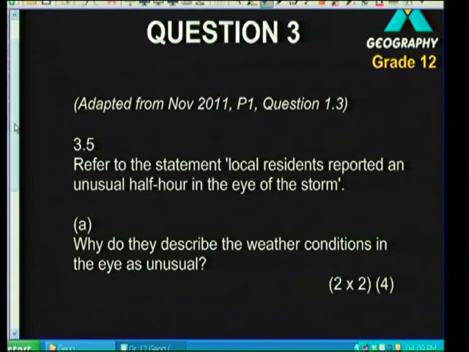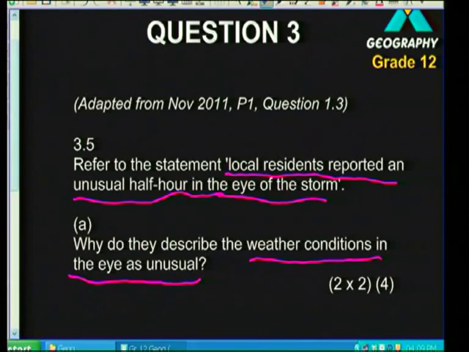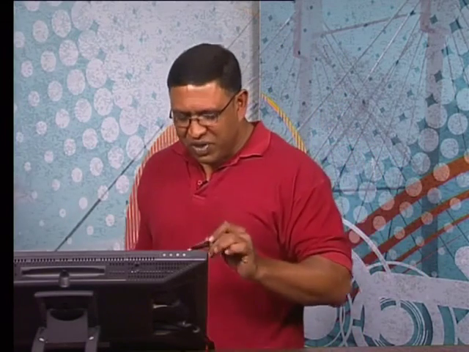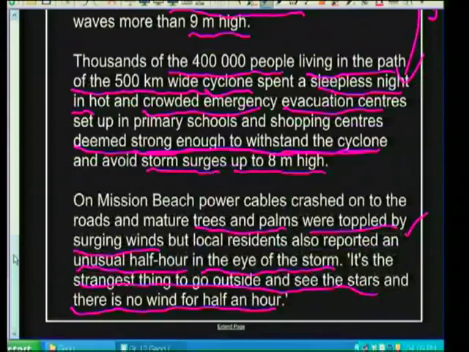Refer to the statement, local residents reported an unusual half hour in the eye of the storm. First question. Why do you describe the weather conditions in the eye as unusual? All right? Now, already, when we looked at the article itself, we have some answers there. Okay? If you look down here, there was no wind. All right? We could see the stars. That tells us it's a clear sky.